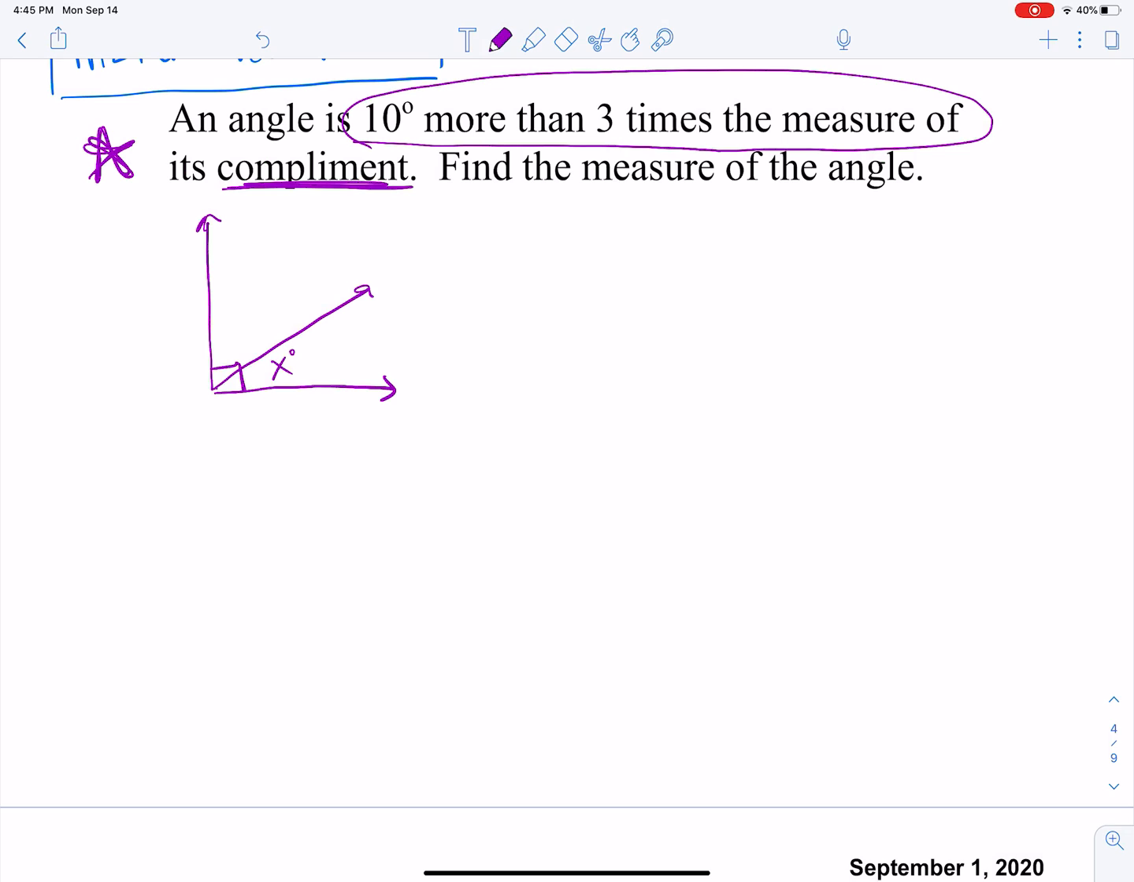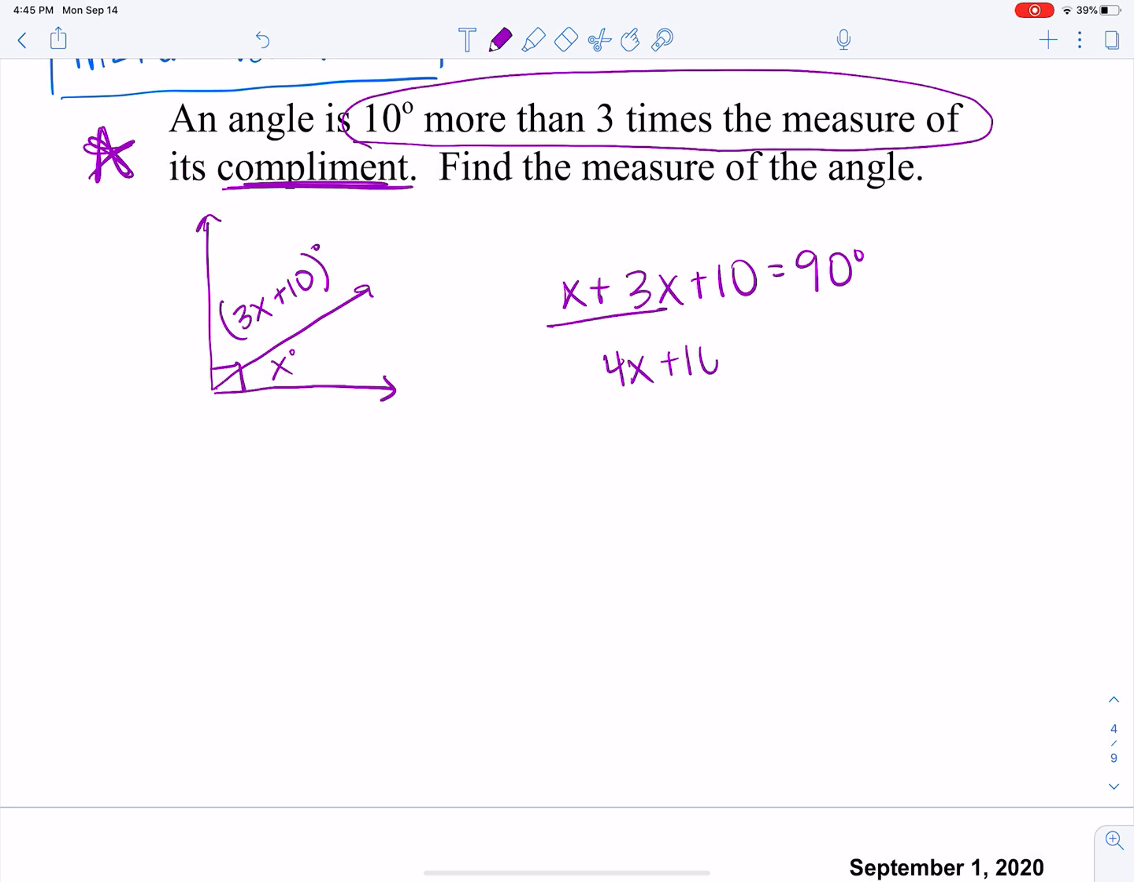So I'm going to turn those words into an expression. 10 more means like plus 10, adding 10, and it's 3 times the measure. So I'm going to do, erased, my bad. 3 times x, that's 3 times the measure of its complement, and then 10 more than that. So now I've represented both angles, and I know that they should add up to 90 because they are complementary.